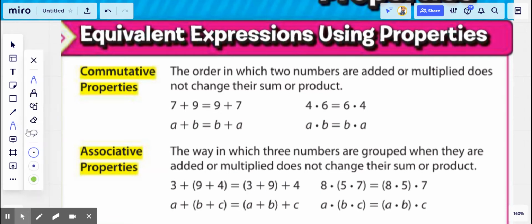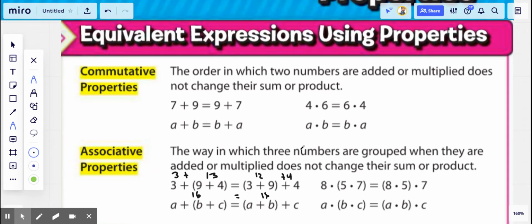Doing our order of operations, 9 plus 4 is 13. Okay, so we have 3 plus 13. And then over here, 3 plus 9 is 12. Do parentheses first, and then plus 4. Okay, all right, well, 3 plus 13 is going to be 16. And then 12 plus 4 is also 16. So they are equivalent. Okay, that's the associative property.